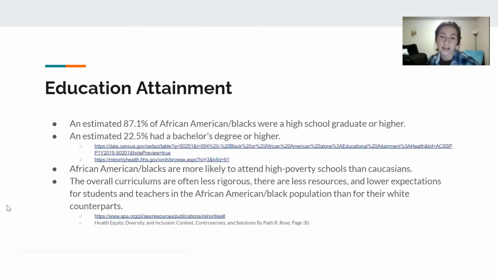So as far as educational attainment goes, an estimated 87.1% of African Americans were a high school graduate or higher. An estimated 22.5% had a bachelor's degree or higher. African Americans are more likely to attend high poverty schools than Caucasians. The overall curriculums are often less rigorous. There are fewer resources and lower expectations for students and teachers in the African American population than for their white counterparts.